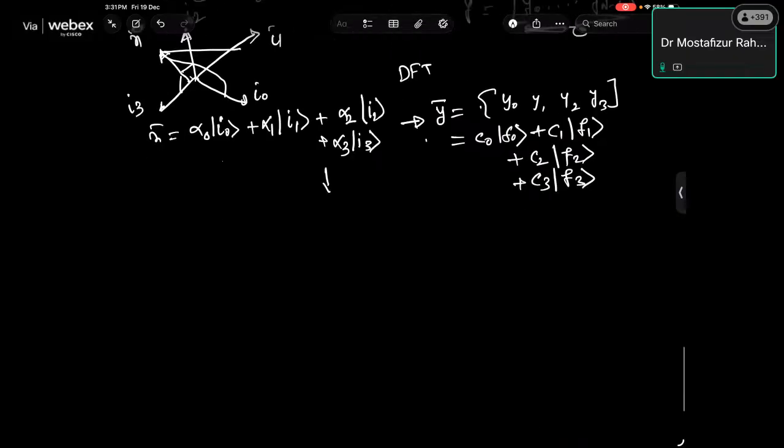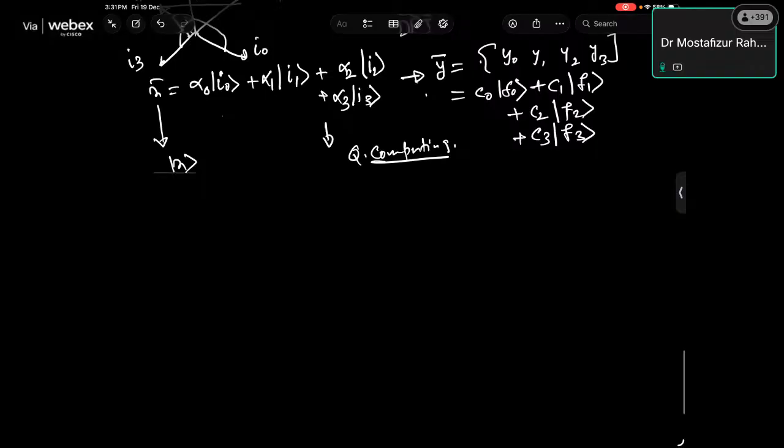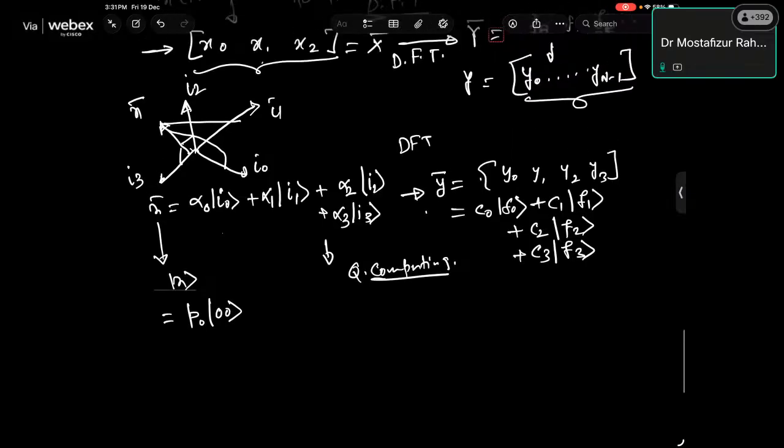Now, when you look at the quantum computing part, your signal X is represented as a ket X, right? When you represent it as a ket X, what you typically do is represent your information with some probability amplitude P0 times the basis vector |00>, right? How do you map alpha 0 to P0? There are encoding schemes, amplitude encoding, basis encoding, there are techniques. But somehow you can map alpha 0 to P0, right?